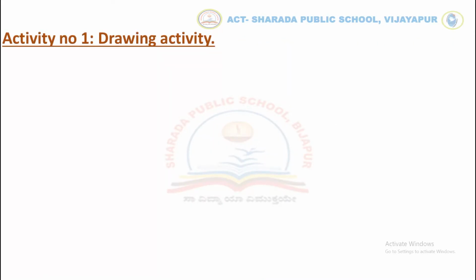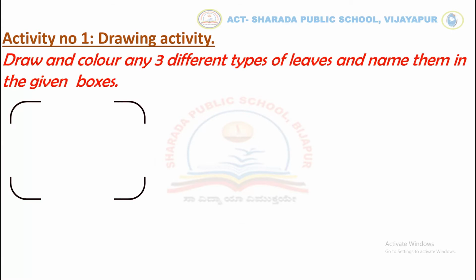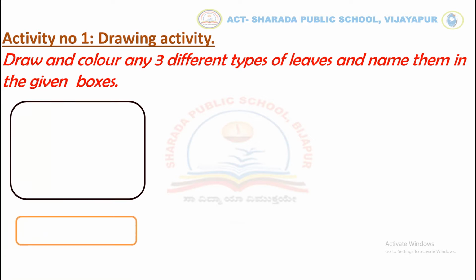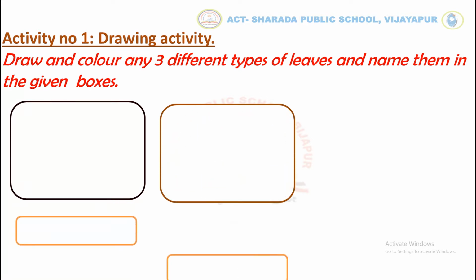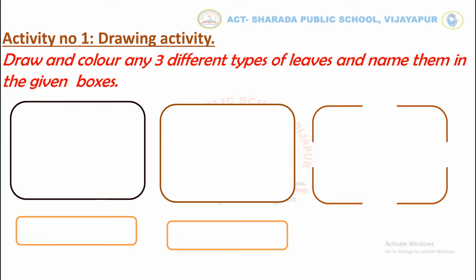Let's move to activity number 1. It is drawing activity. Here you have to draw and color any 3 different types of leaves and name them in the given box.